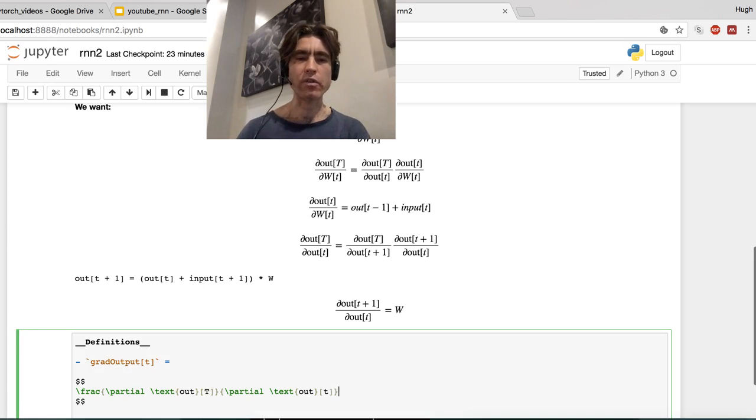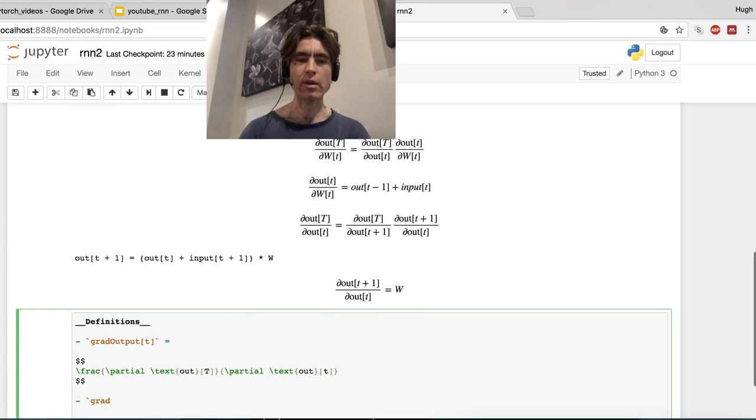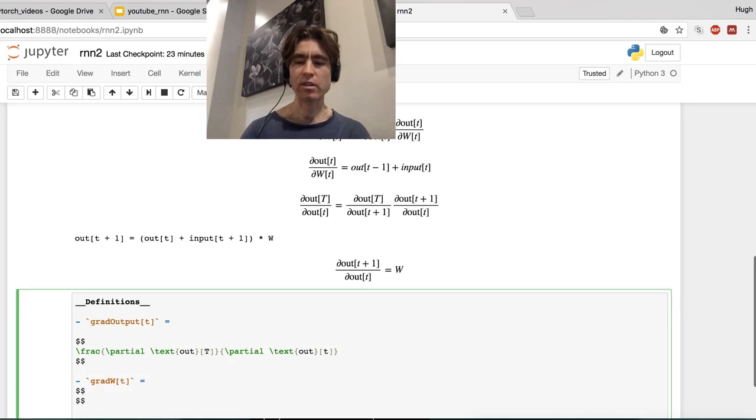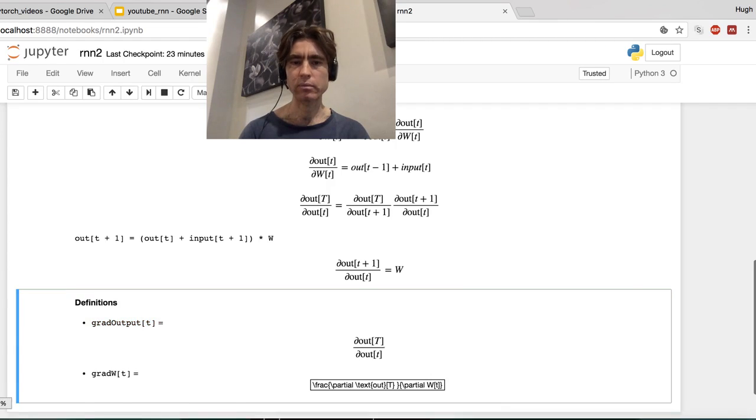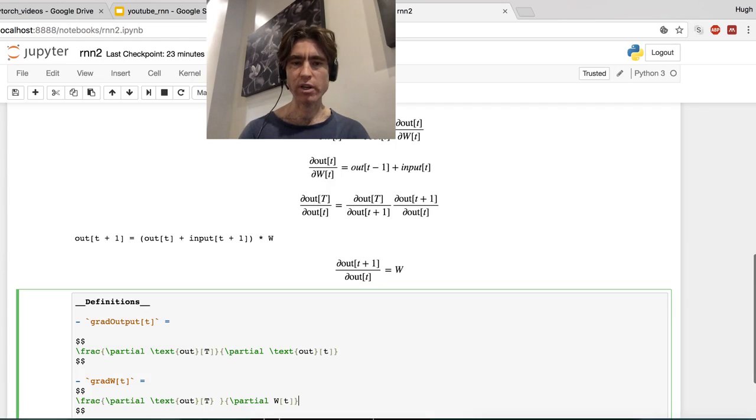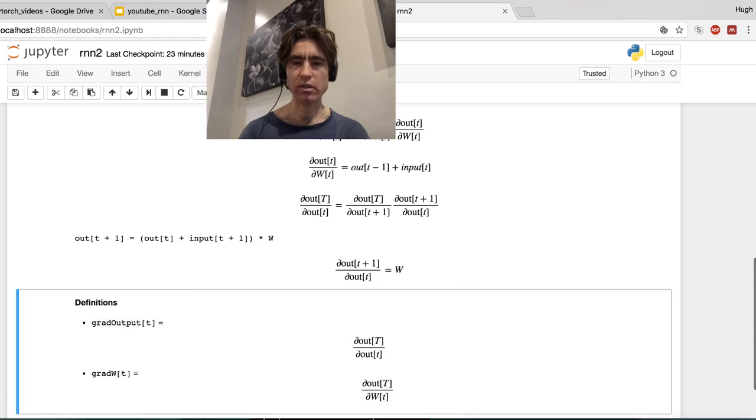Cool. We also want to define grad weight, which was also in the diagram, right? And also because this is what we're going to use in the Python. We're not going to be writing frac partial in the Python because it's impossible to write. So grad weight is the partial derivative of the output from the entire network with respect to the weights from time step t. Why didn't that work? All right, grad WT is the partial derivative of the output from the entire network with respect to the weights for time step t. Cool.